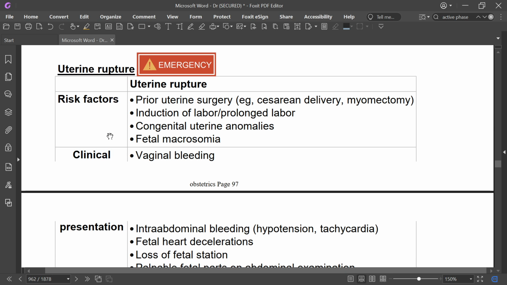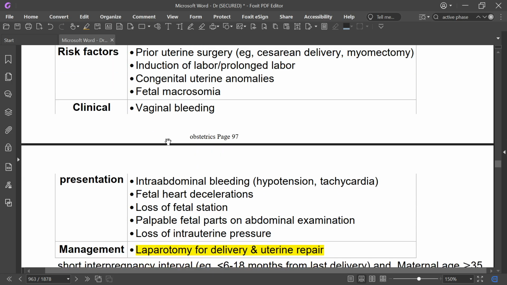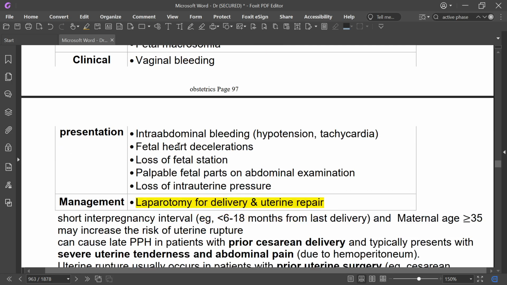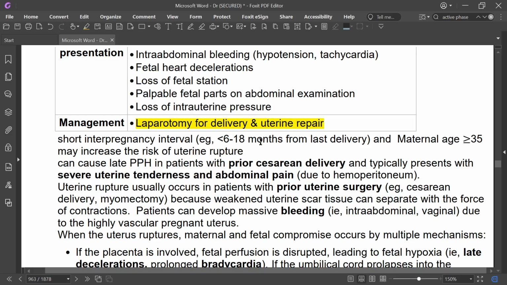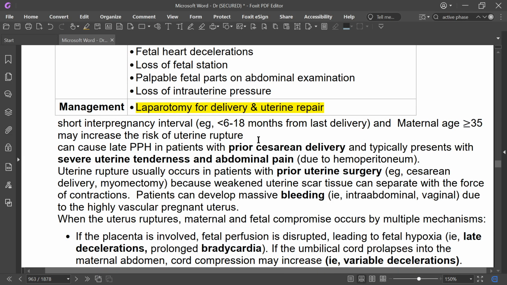Uterine rupture risk factors are prior uterine surgery, induction of labor or prolonged labor, congenital uterine anomalies, and fetal macrosomia. Clinical features are vaginal bleeding, intra-abdominal bleeding, fetal heart rate deceleration, loss of fetal station, palpable fetal parts on abdominal examination, and loss of intrauterine pressure.